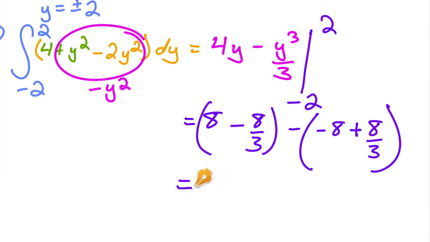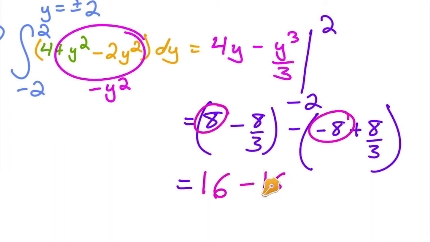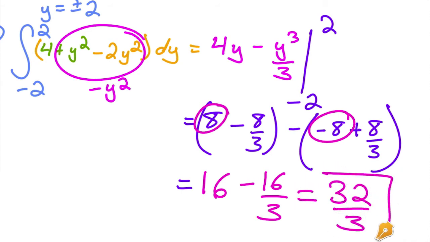Okay, so then you get, if I add the two, let me do this. So these two 8s, because of the negative, that becomes 16. And then minus 8 thirds minus another 8 thirds is minus 16 thirds. And so this is equal to 32 thirds.